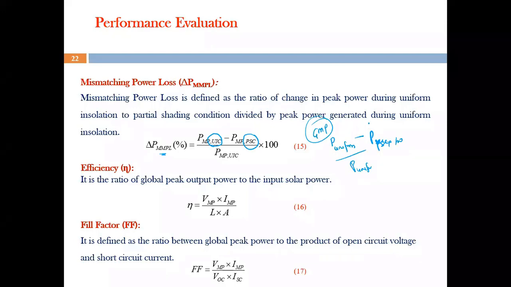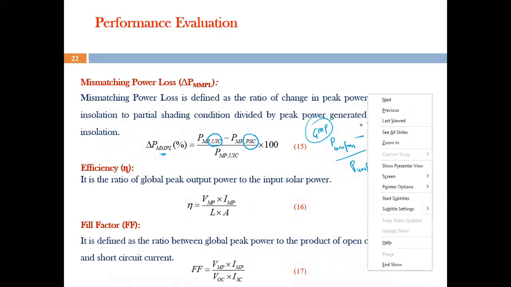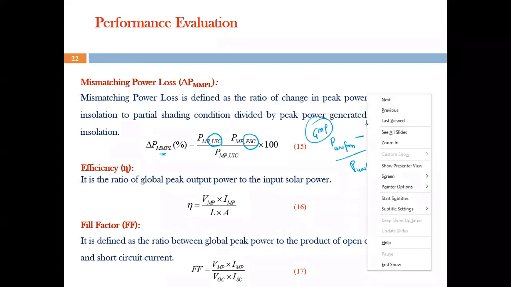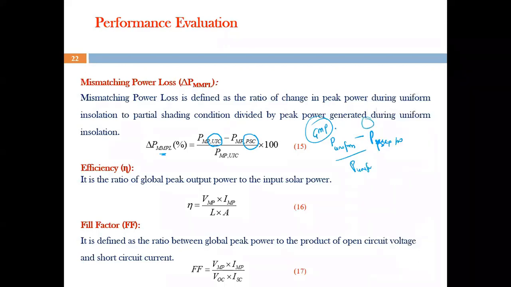During shading condition, the power will be reduced. During partial shading condition, power will be reduced. So how much power is produced during shading condition? So it is the difference between the maximum power delivered or generated during uniform condition minus the maximum power received during shading condition, which is nothing but loss.